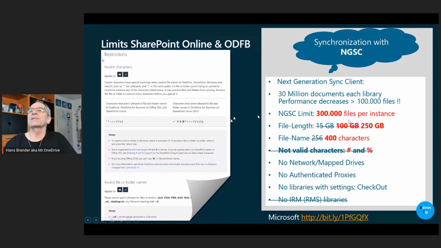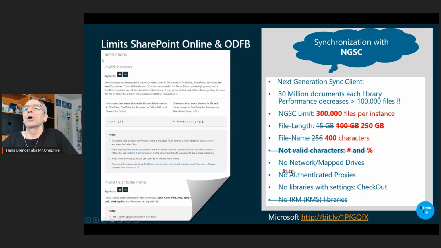The file length at the beginning was 15 gigs, now 100 gigs, and now at the last Ignite, we have 250 gigabytes. The file name came up to 400 characters, and valid characters are also hashtag or percent signs.